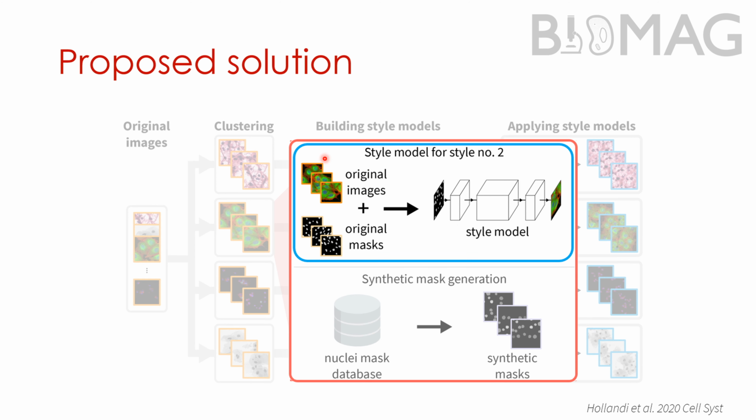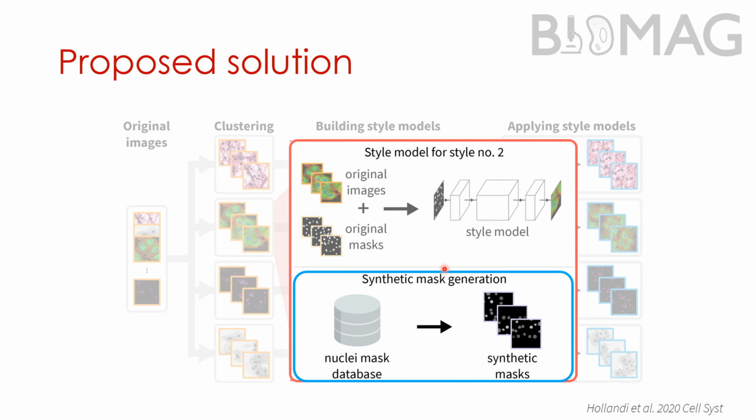We begin with the original images and their corresponding binary masks that might come from previous annotations or databases, or from the pre-segmentation step. And we train a so-called style model that learns how to create a realistic-looking intensity image like this from the binary mask.